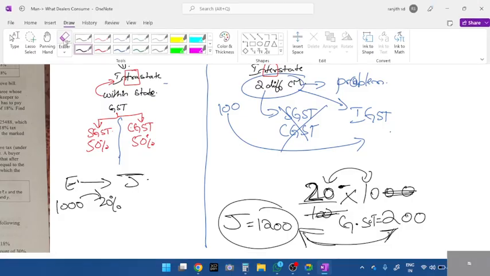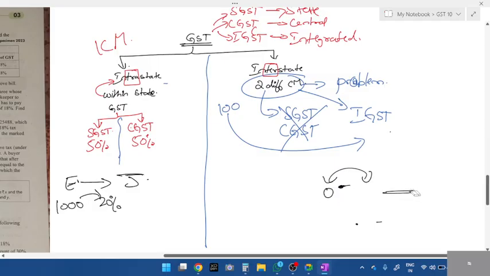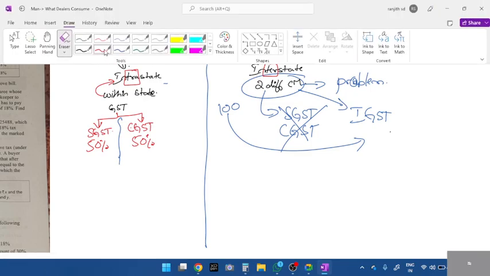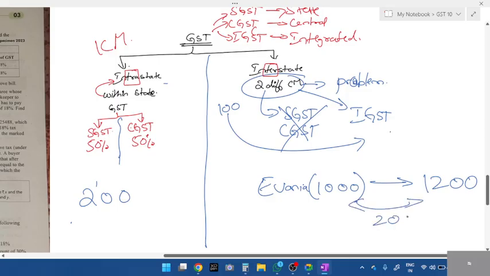Now, how much GST has Ivania collected from Joanna? 200, right? The GST is 200, students. So what Ivania would do is, out of this 200, 50%. How much is half of 200? 100. See, I'll explain here. Ivania has paid 1000. And how much did she collect from Joanna? 1200. What's the extra amount? 200.